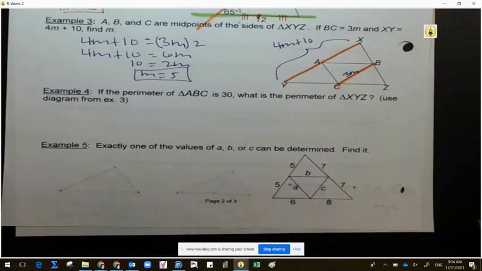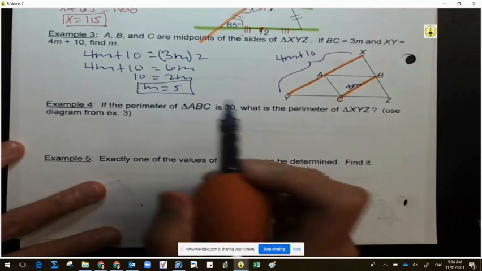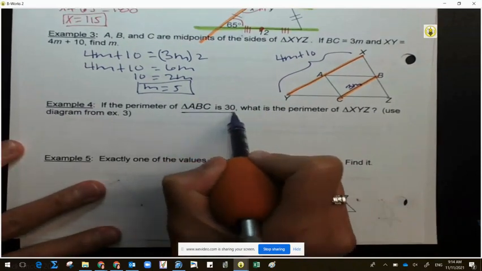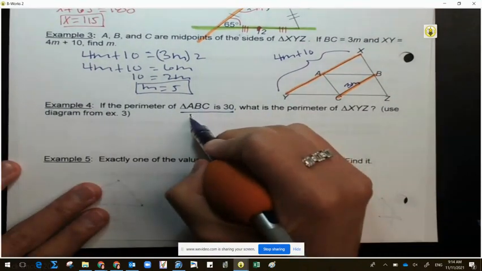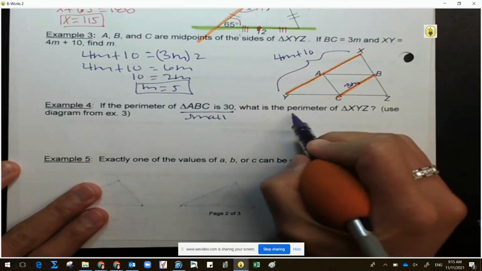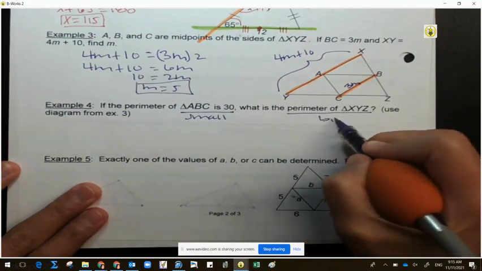On example number 4, Hayden, let's read. If the perimeter of ABC is 30, what is the perimeter of XYZ? Use the diagram in example 3. All right. So we know perimeter of ABC. Is that the smaller one or the bigger one? Okay, so let's write out small. And then perimeter of XYZ is our bigger one.